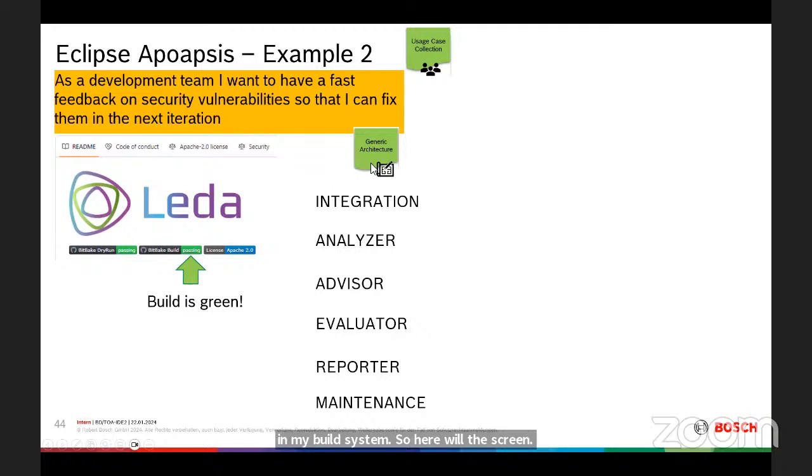Here, the generic architecture, I didn't do the mapping for the capabilities because I didn't have the time, sorry. But here I just took that from the generic architecture that I showed earlier. So you have integration, analyze, advisor, evaluator, reporter, maintenance, steps where you could implement such a use case or implement a solution to support such a use case.